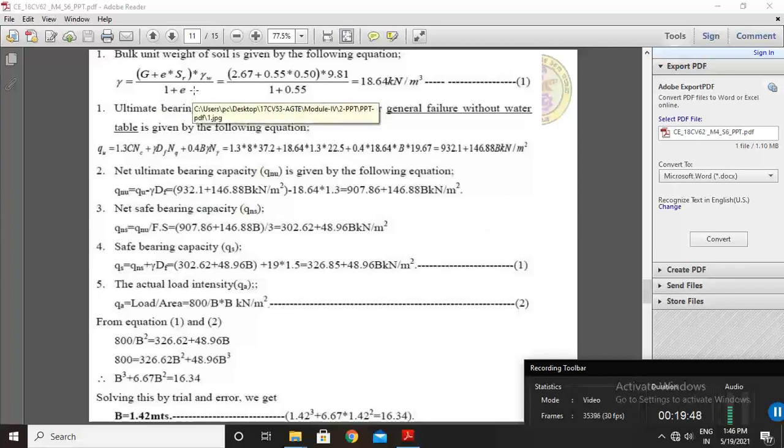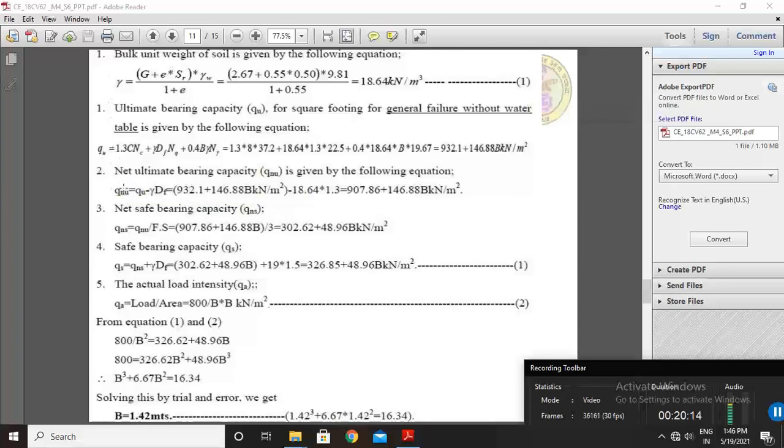In this equation we substitute the values. Here G is 2.67, e is 0.55, Sr is 0.5, divided by 1 plus e, 0.55, into the unit weight of water, 9.81. While solving this equation we get 18.64 kilonewton per meter cube. This is equation 1. Bulk unit weight is calculated.